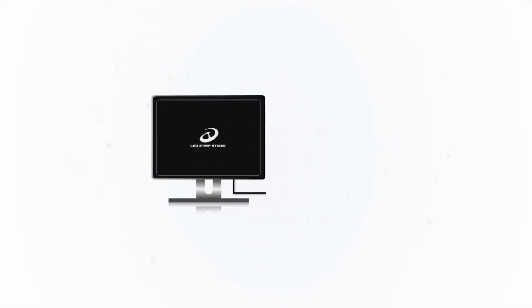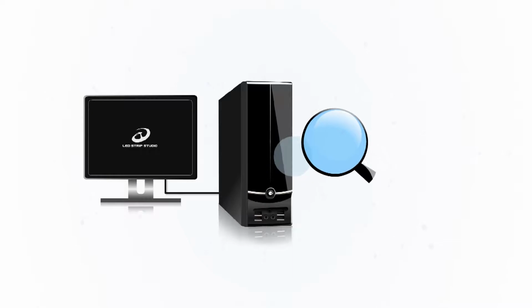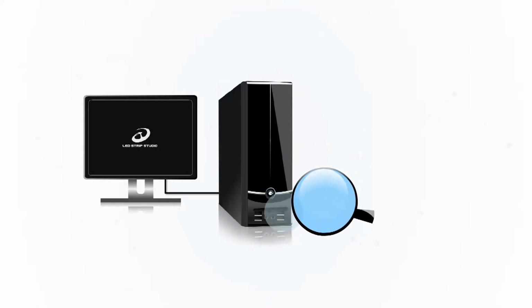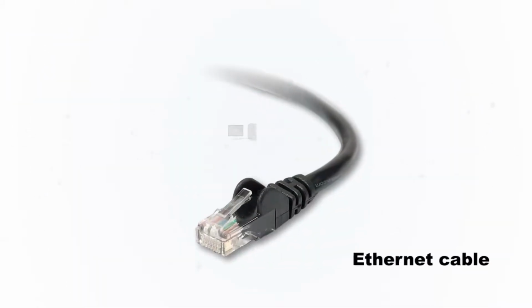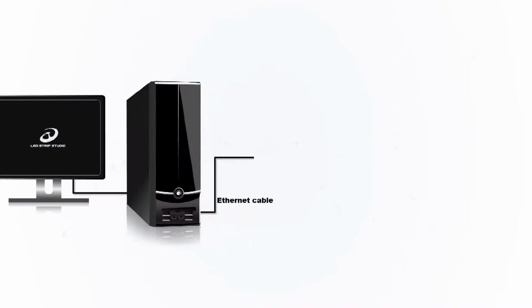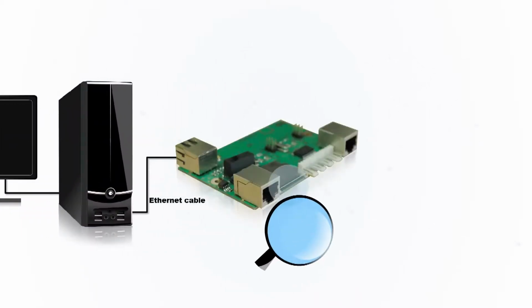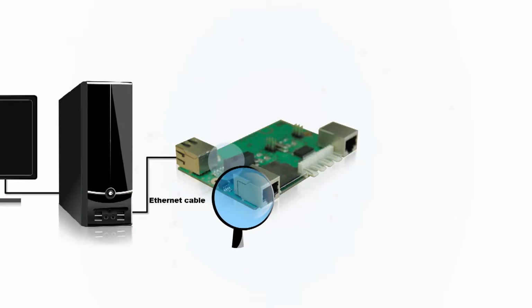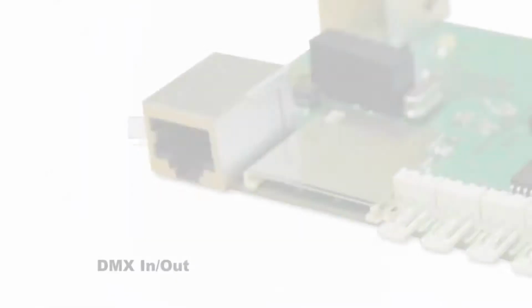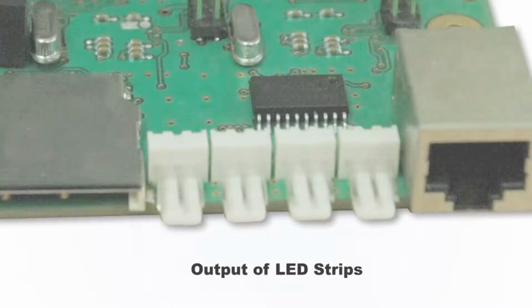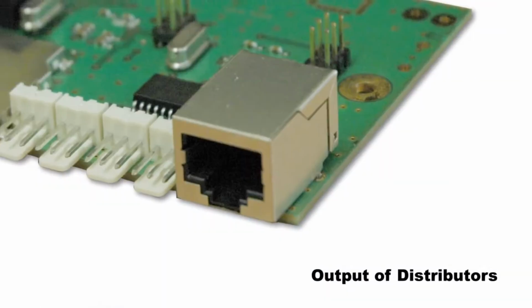Digital strips. Ledstrip Studio software uses an Ethernet converter to control the LED strips. It is connected to the PC through an Ethernet cable. The Ethernet converter contains several inputs and outputs: Ethernet in, DMX out, the direct LED strip outputs, and outputs for distributors.